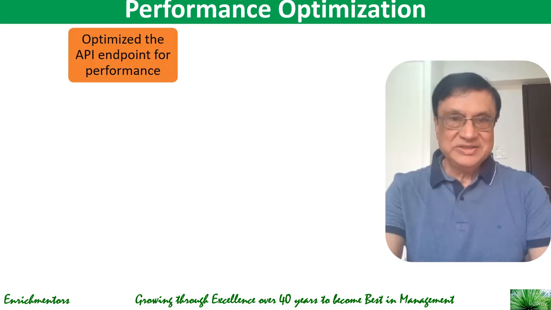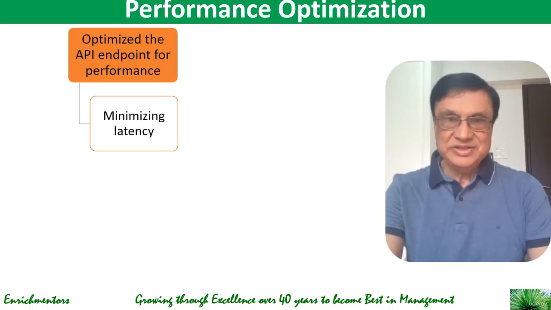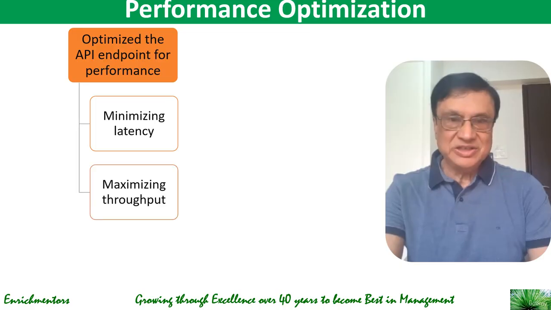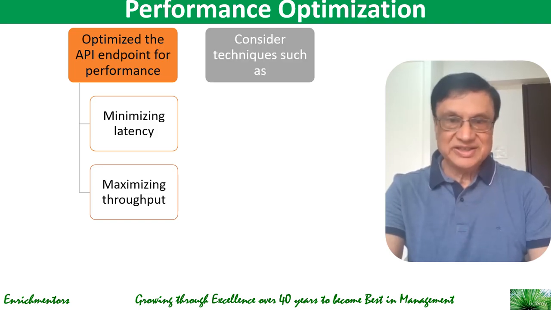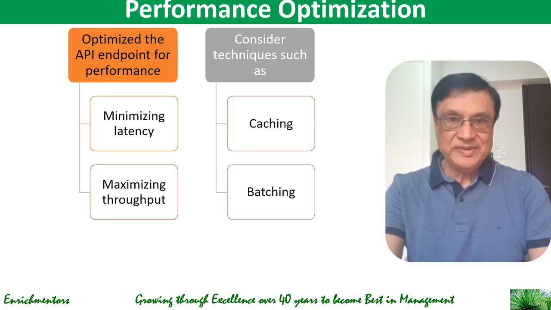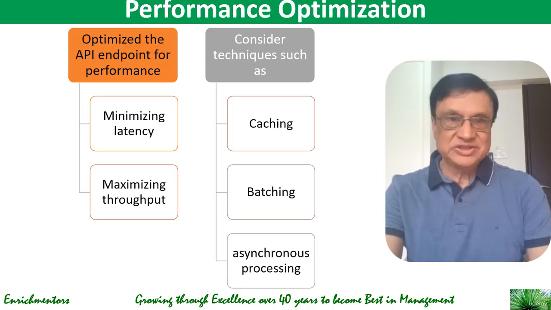Then they optimized the endpoints for performance by minimizing latency, the response time, and maximizing throughput, the number of users who could use it or the amount of data that could flow. In doing that, they considered techniques such as caching, batching, and asynchronous processing to handle concurrent requests efficiently.